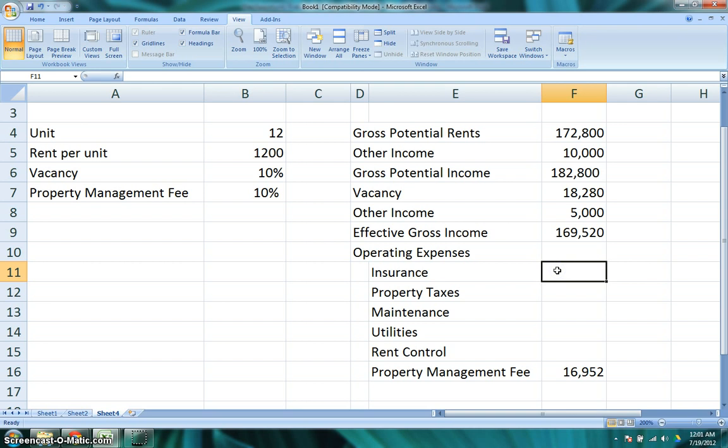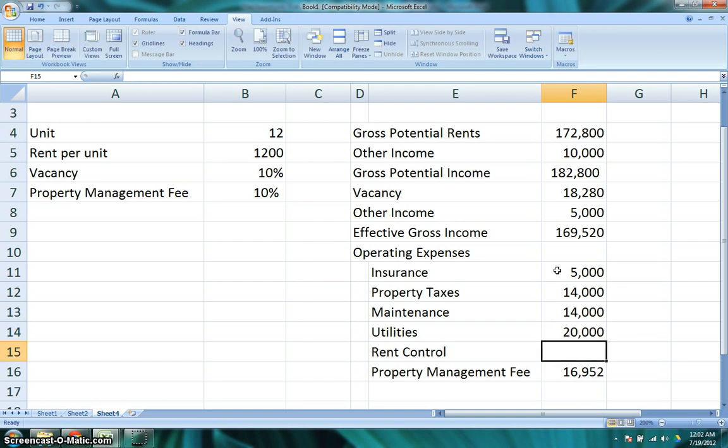For insurance, let's assume insurance is $5,000 a year. Property taxes, we'll assume they are $14,000 a year. Maintenance, we'll assume that it'll be $14,000 as well. Utilities, let's do $20,000.